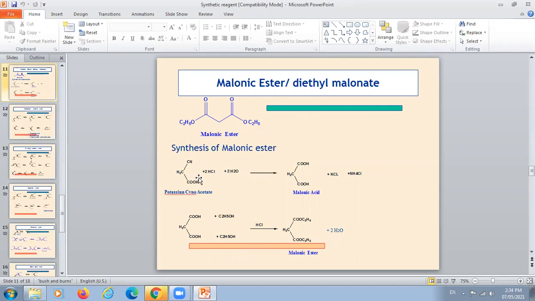In this case, this is a potassium salt of carboxylic acid. It gets converted into COOH. Similarly, this cyanide group also gets converted into COOH. So there is a formation of a malonic acid. Now that malonic acid reacts with the alcohol, it undergoes esterification in presence of the HCl. So it gives a malonic ester. Now this already we have discussed in our first lecture.